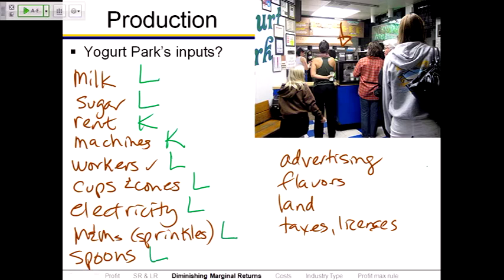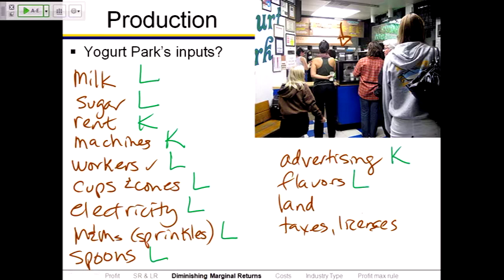Advertising. Tomorrow, the amount that's being spent on advertising tomorrow, is it going to change if there's only 4 people who come in to buy yogurt instead of 1,000 people who come in to buy yogurt? Fixed. So you're going to make a decision today about how much you're spending on advertising tomorrow, and you can't change how much you're spending on advertising tomorrow depending upon how many people actually come into the shop. You bought those spots. You're stuck with them. Flavors, fixed or variable? Variable.